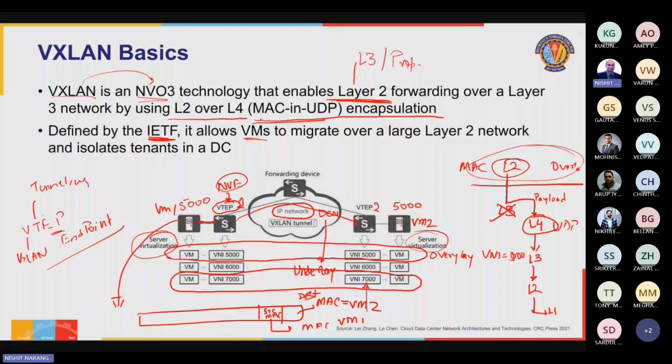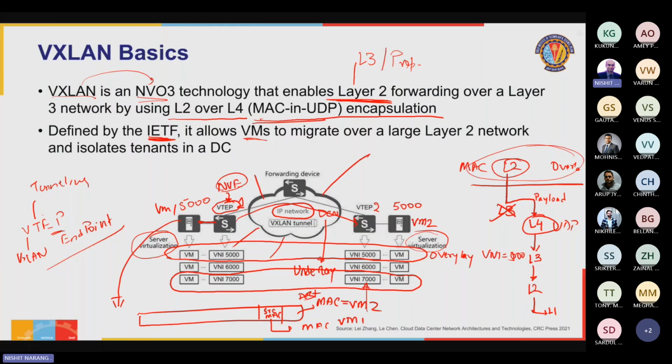Or in other words, the question is, how does VTEP1 know that VTEP2 is the device handling VM2? How does it know that? There can be many VTEPs in this data center network. How does the source VTEP know which is the destination VTEP?